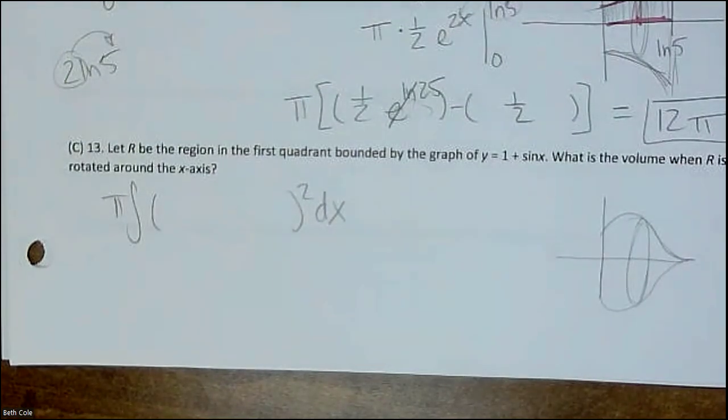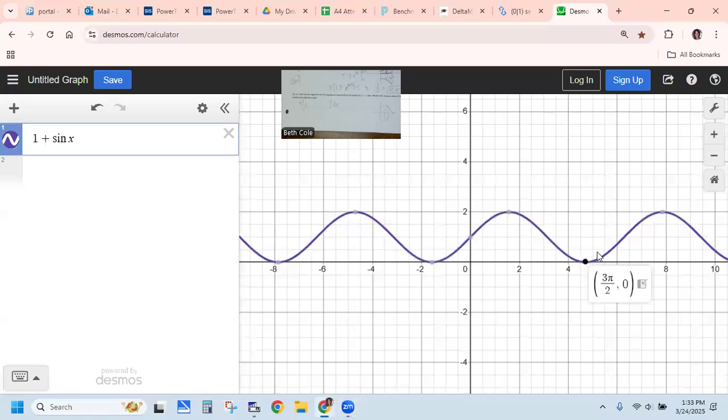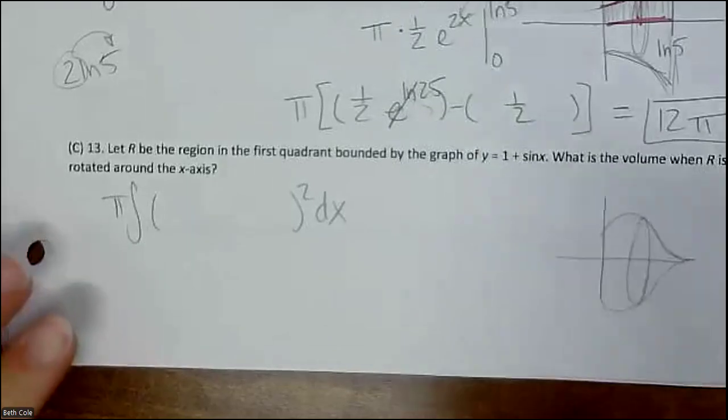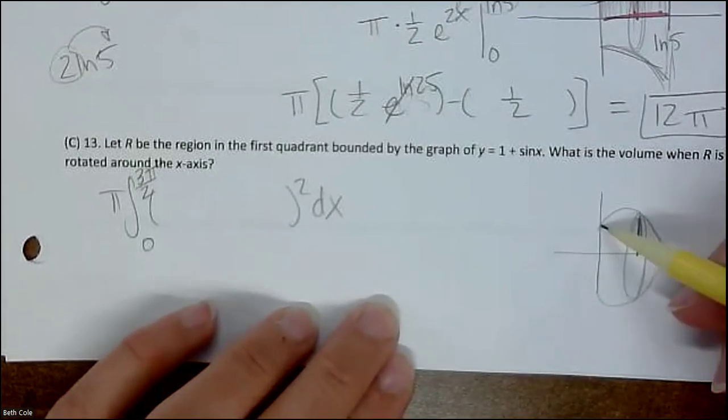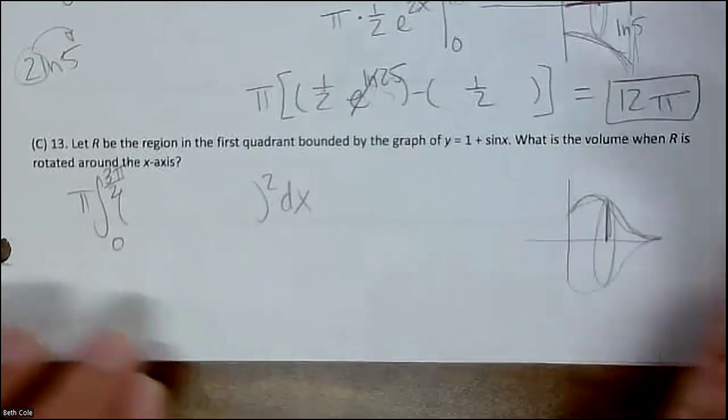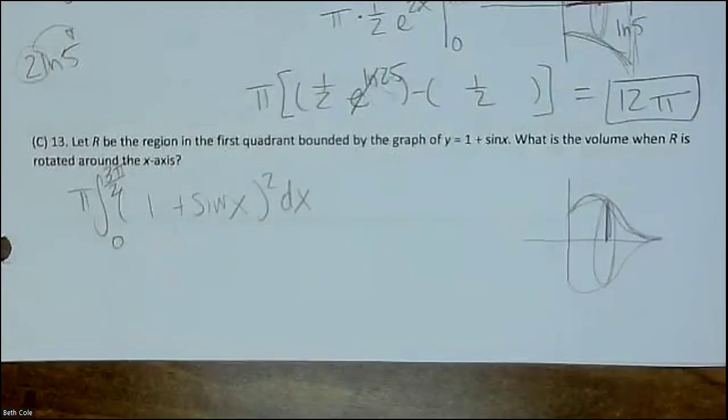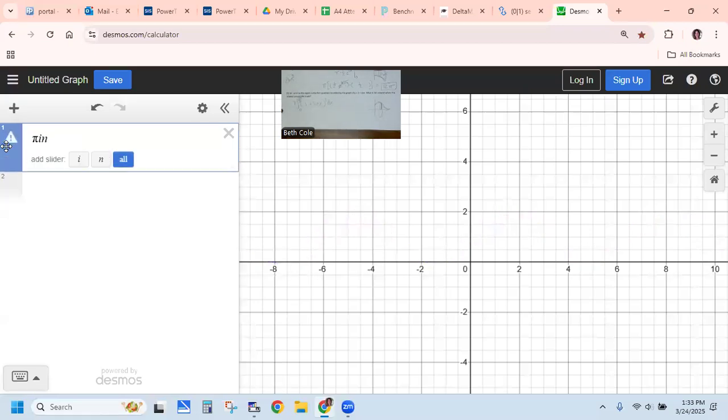So I'm going to go back to my graph. Where is this hitting the x-axis? Yeah, see that 3 pi over 2? Our boundaries are 0 to 3 pi over 2. And this is your radius, which is just going to be like that equation. Let me go ahead and type this in. I want you to watch, make sure I don't mess it up. Pi integral 0 to 3 pi over 2, parenthesis, 1 plus sine x, parenthesis squared, dx, 8.489.